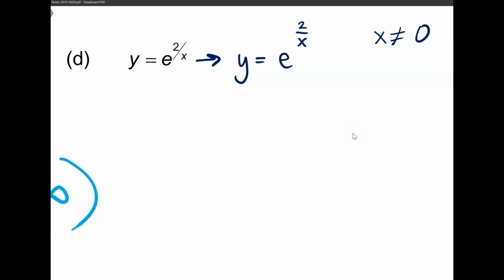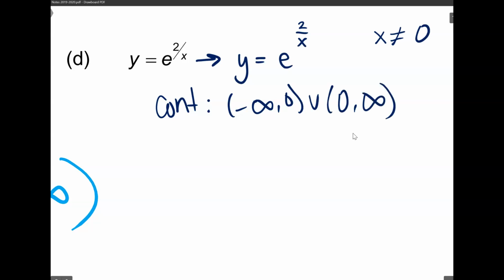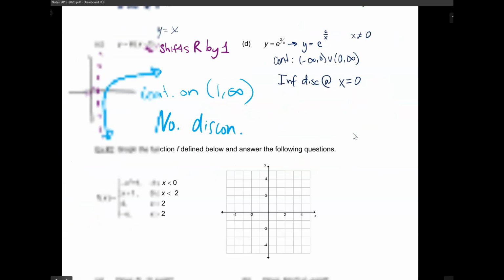All right, so we see it's continuous everywhere except at 0. So it's going to be continuous from negative infinity to 0, union 0 to infinity, because that's the only number x cannot equal. I can put in any other number, I'll have some y value. That's the only place where I'll have a discontinuity. And what type of discontinuity do I have? Infinite, because I'm going to infinity, and then on the other side of my asymptote, I'm going somewhere else. Infinite discontinuity at x equals 0.